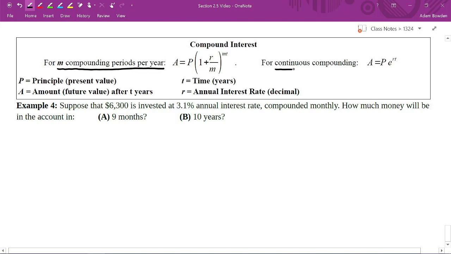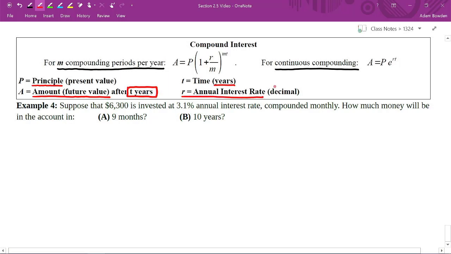Then there's something called continuous compounding. It uses a different formula, A equals P e raised to the rt power. Now what these letters stand for is listed here. P stands for the principal, also called present value. That's usually thought of as the initial amount that's invested. A stands for the amount in the future after t years have passed, so like the accumulated amount or the future value. Like it says, t is time in years, and r is the interest rate.